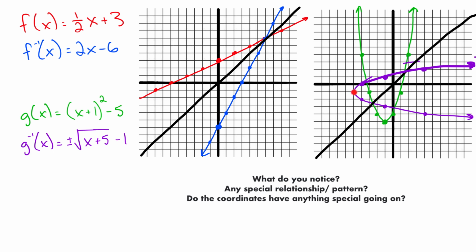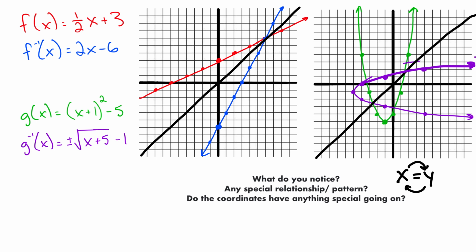This one is negative 5 comma negative 1. Its partner is negative 1 comma negative 5. All you're doing is taking the x and y values and swapping them for their inverse. Another way of writing that is you're taking the x and the y and you're swapping them. That is to say, x is equal to y and y is equal to x.